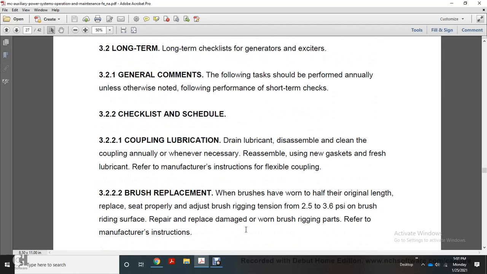Checklist and schedule: coupling lubrication. Drain lubricant, disassemble and clean the coupling annually whenever necessary. Reassemble with the new gasket and fresh lubricant per the manufacturer's instruction for a flexible coupling.